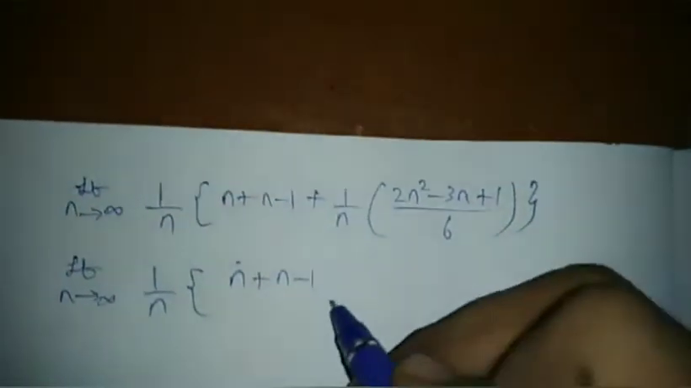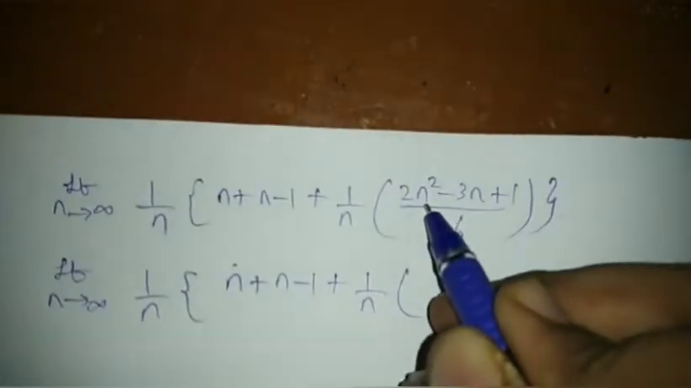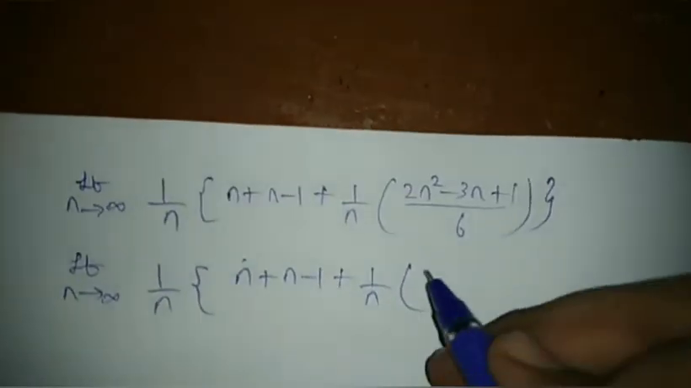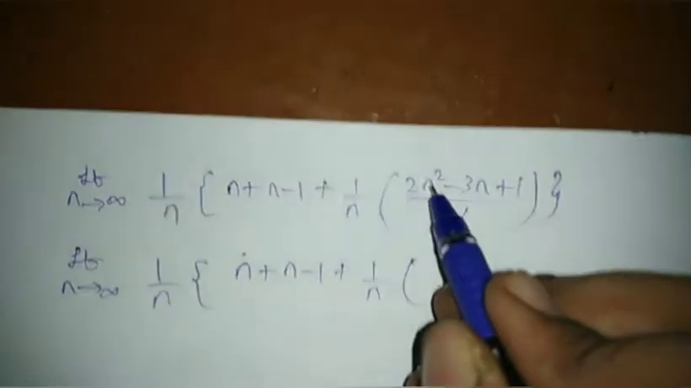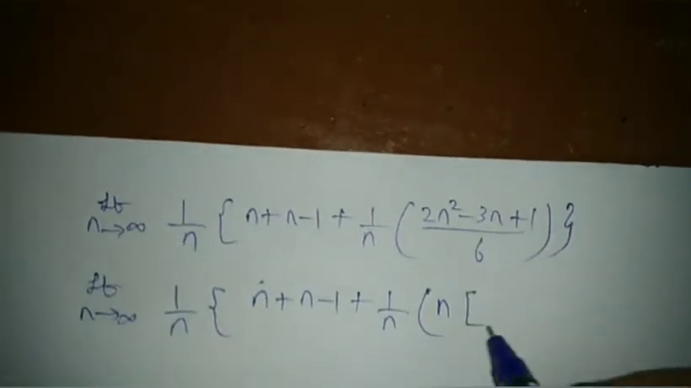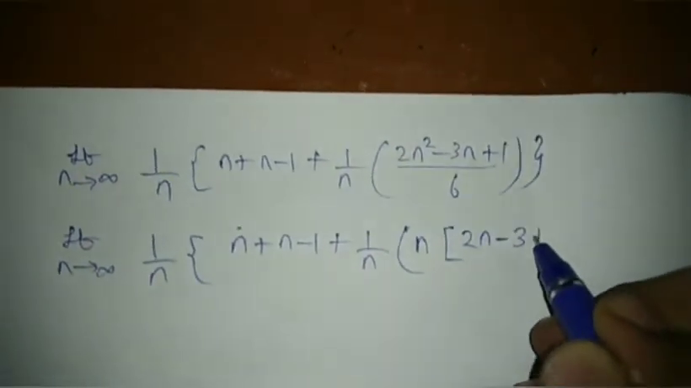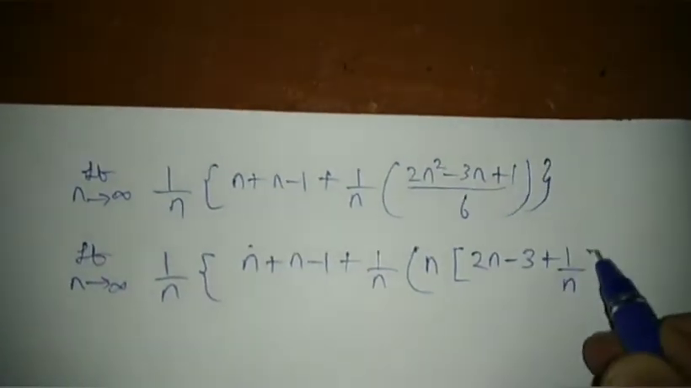Limit n tends to infinity. Now I have to use some knowledge of limits to eliminate the n part. Here I'm just showing you how to do this. Take n common from here, so it will be n into (2n minus 3 plus 1 by n), correct?